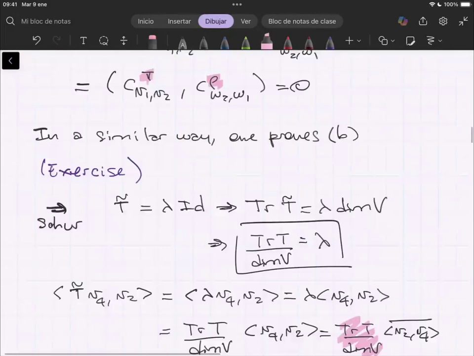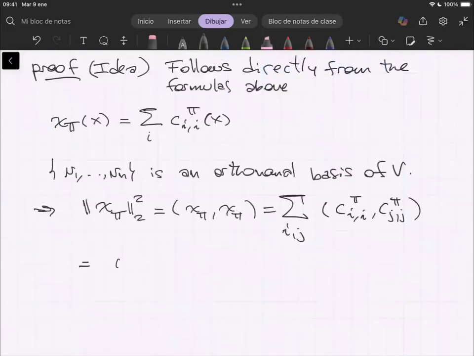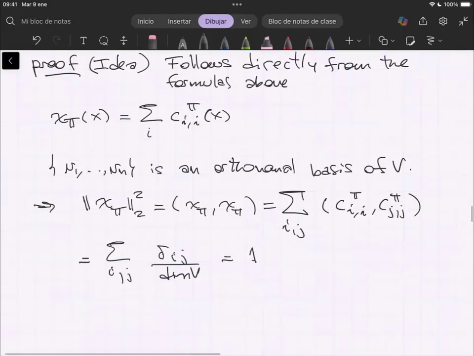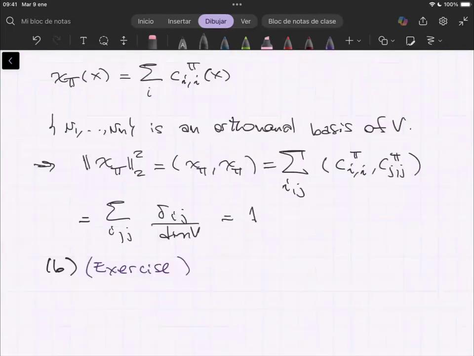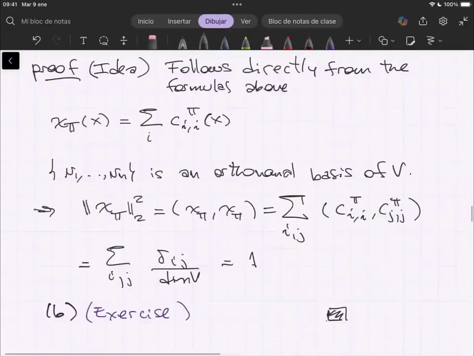So we get the sum over ij of the ij entries divided by the dimension of B, and this is a double sum of 1. So doing the same things, we can prove B. This leaves us an exercise. For B, we use item A of the proposition above, or the lemma above.